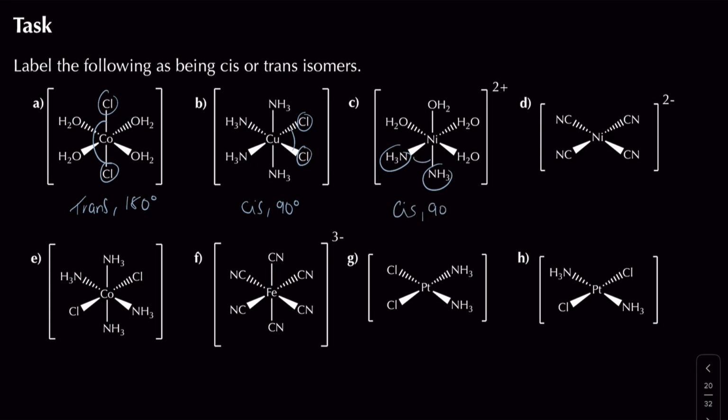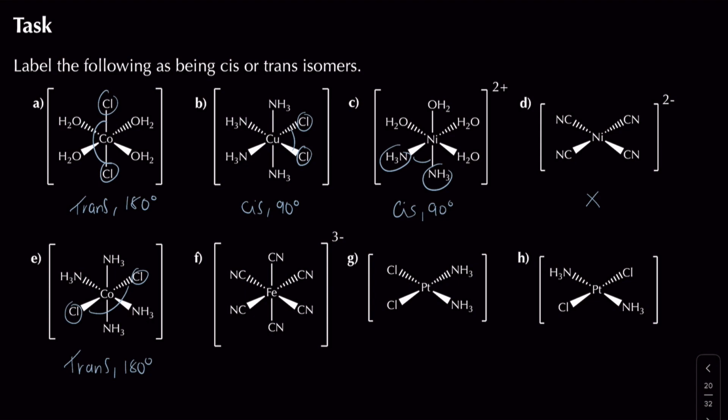Looking at the next one, we can't actually end up with any isomerism over here because we've got our cyanides as the only ligand. We need to have at least two different ones, such as two chlorines or two ammonias, to have cis and trans isomerism. Looking at E, we've got 180 degrees over here. So we know we're going to end up with a trans isomer again, and the reason why is because our chlorine ligands are 180 degrees from each other.